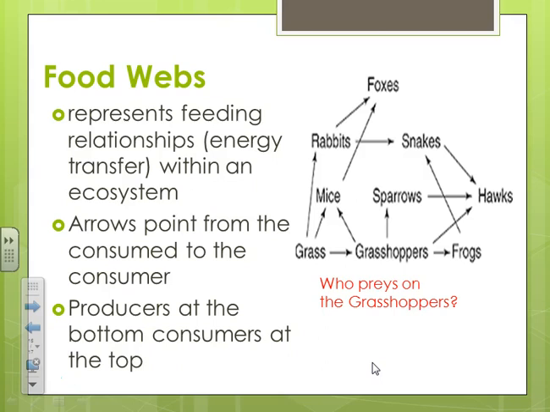So let's look at this food web. I want you to identify the producers. Remember we said the producers are at the bottom. Show me with your fingers how many producers there are in this food web. Okay, if you are thinking 3 or saying 3 or holding up 3 fingers, you are correct. So this is my question to you. Who preys on the grasshoppers? I already said it. The sparrows. Okay, who else preys on the grasshoppers? Emily?